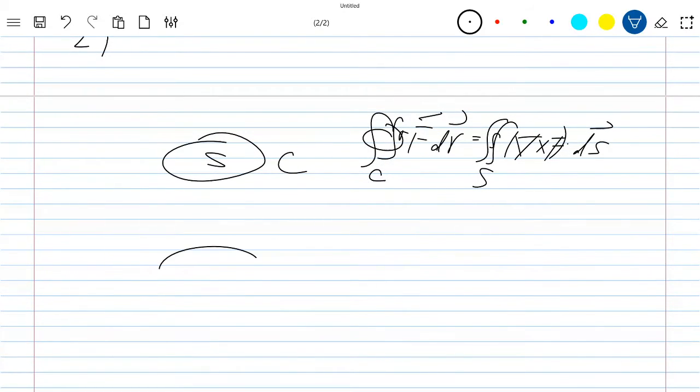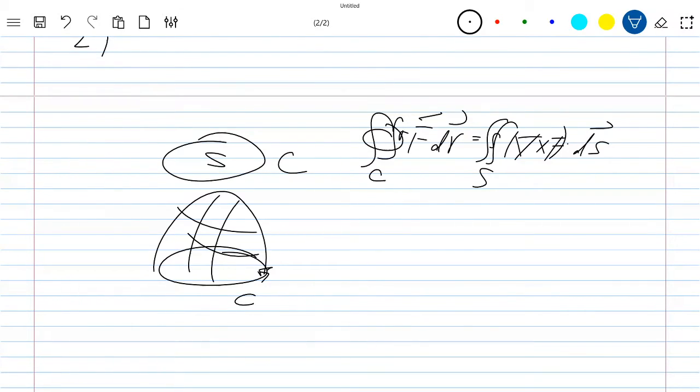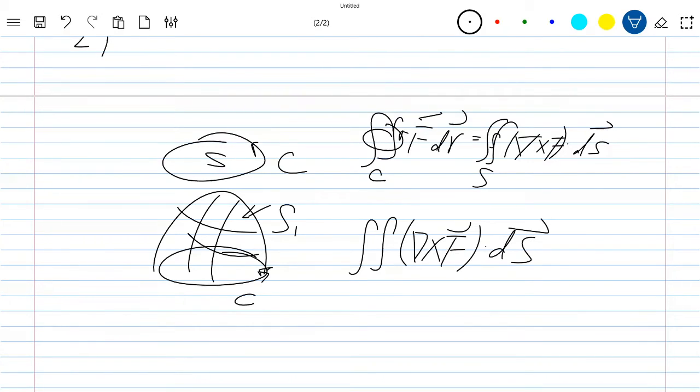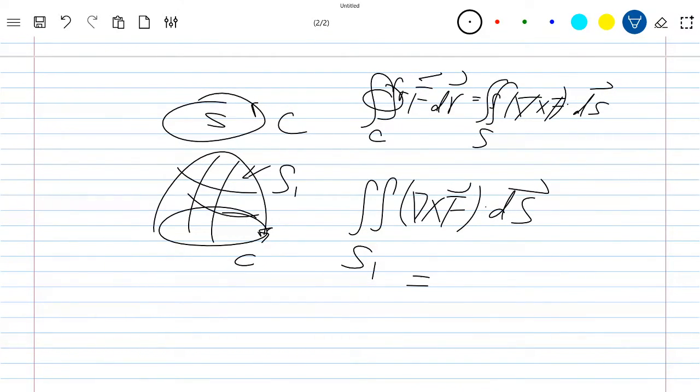Now I change this S to be something, let's say this is a circle, and I make a sphere on top of it. And this is still C. I call this S1. This S1 is a totally different surface, but it shares the boundary with S. They're both C. And now I claim if I compute the curl across this new surface, then it's a totally different integral, right? Because this is over a different surface. But I claim it's the same as before.